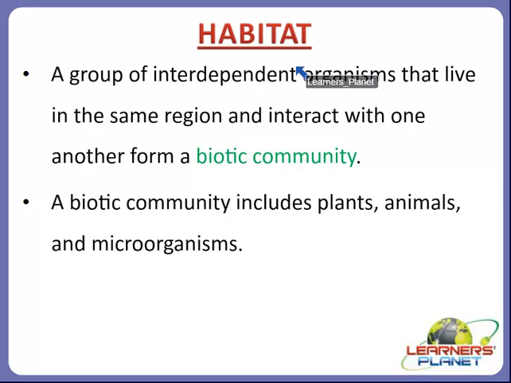Like biotic components, they are the organisms which interact with one another. So, a group of interdependent organisms that live in the same region and interact with one another form a biotic community. Means a biotic community includes plants, animals, and microorganisms. So, each organism lives in a particular area where it finds food and other resources it needs to survive.